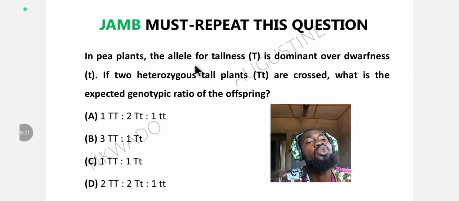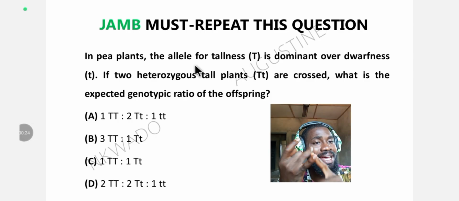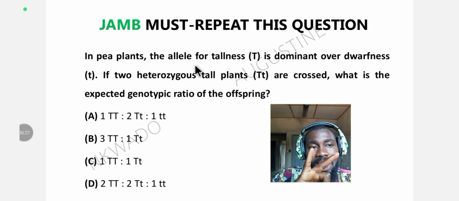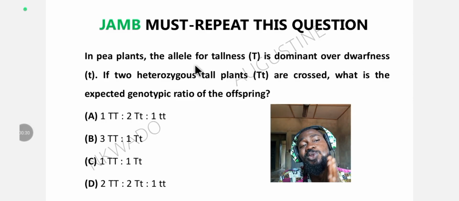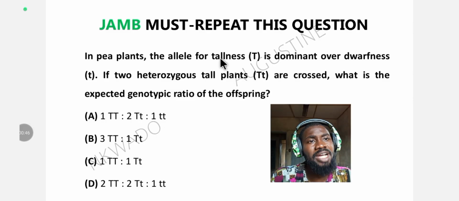There is no juju. So what you have to do now is to get your pen and your paper, because you are going to need to jot down. You are going to need to make your own notes, because you are going to need it for subsequent revision. Let's go straight to the point. Jamb must repeat this question.